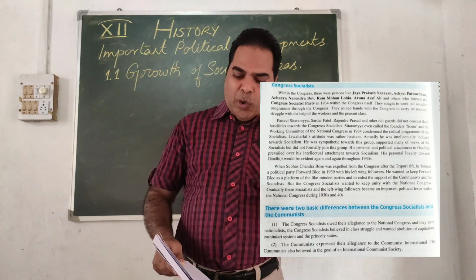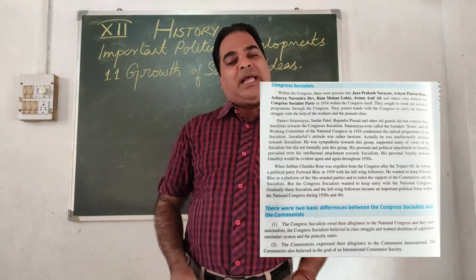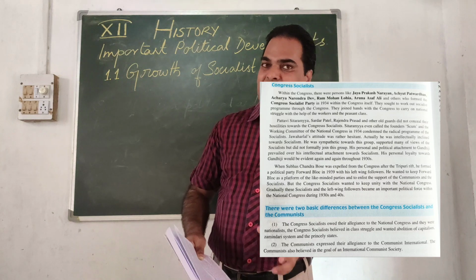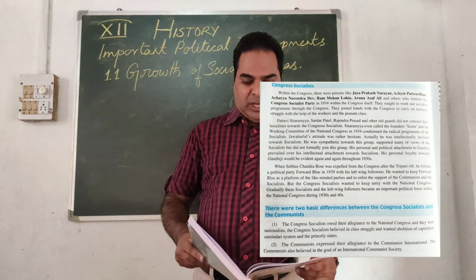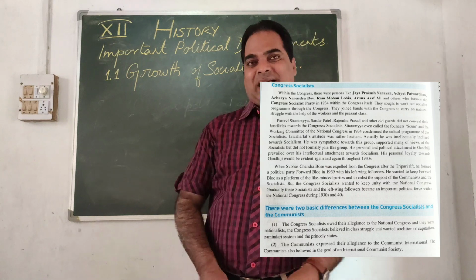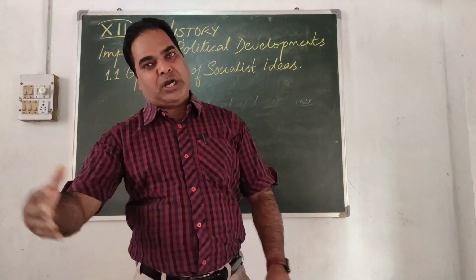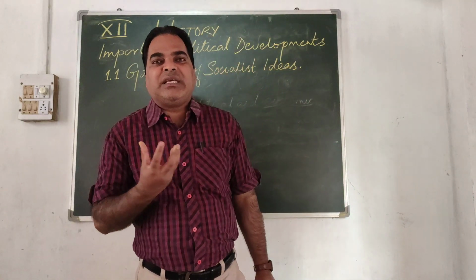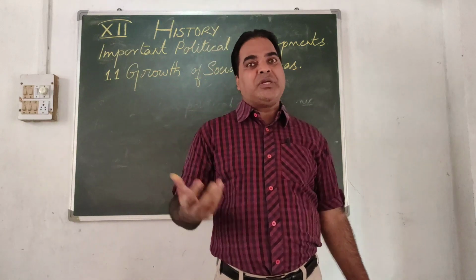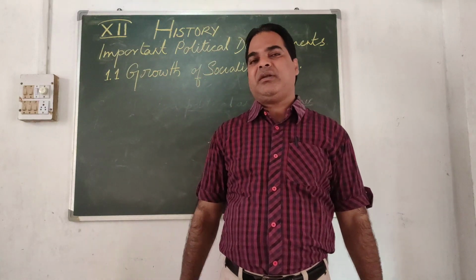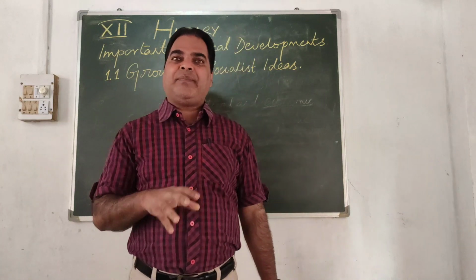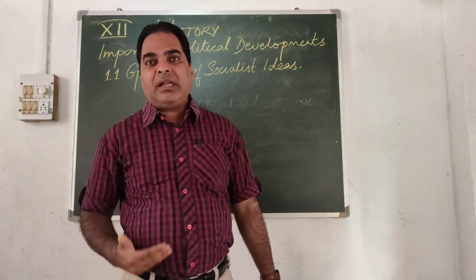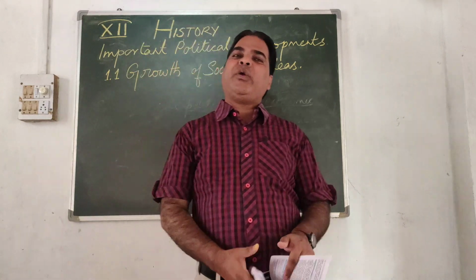The Congress socialists owed their allegiance to the National Congress, whereas the Communist party which was established in our country owed its allegiance to the Communist International. Communist International means Russia was there, China was there. Even today the Communist party is there in our country, and they are being funded by the Communist International. China is there, Russia is there. Most of the communist countries are funding them, and with this fund they are trying to rebuild their party again. This is all about what the Communist Party is doing in our country.